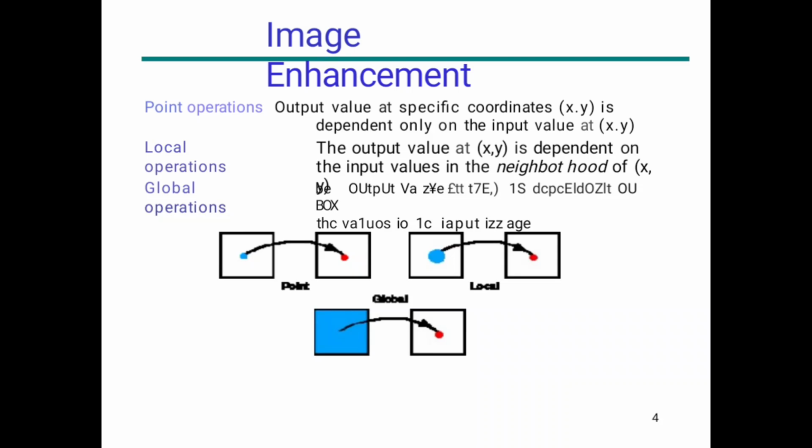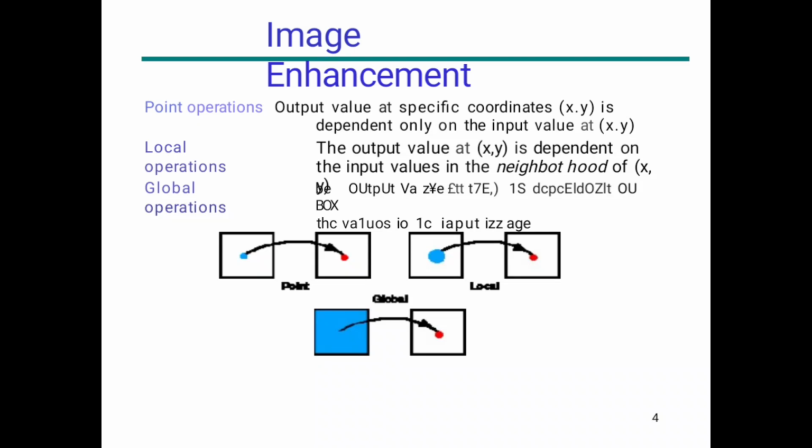What are the objectives of image enhancement? Visual appearance, clarity, noise reduction, highlighting the features. There are two types of image enhancement techniques. First one is spatial domain methods, second one is frequency domain methods. In spatial domain methods, we directly modify the pixel values. In frequency domain methods, we transform the entire image by taking the Fourier transform.